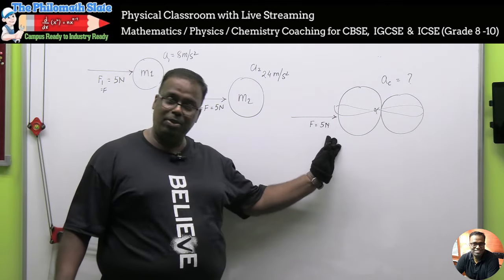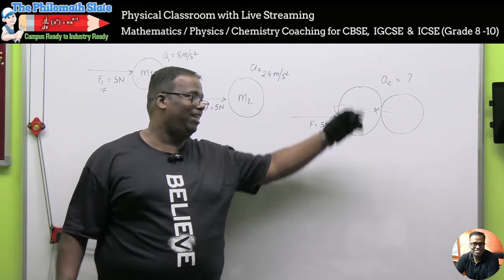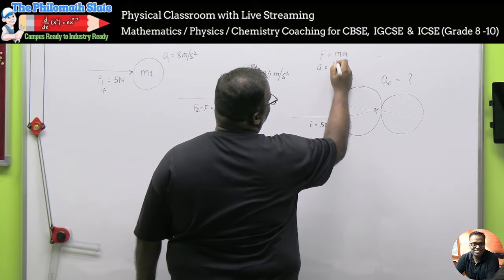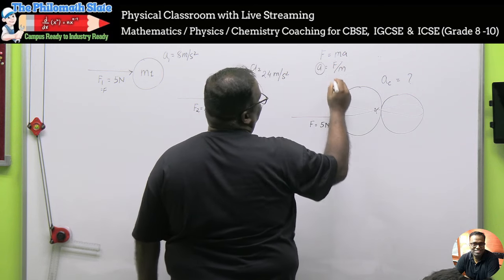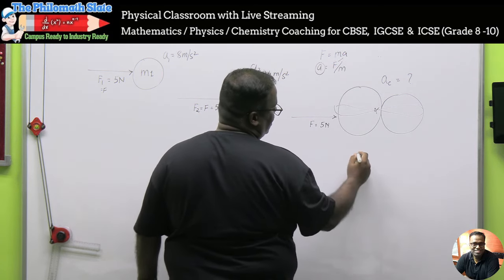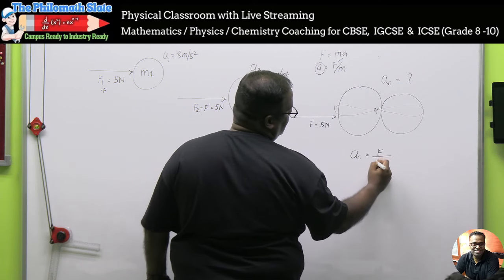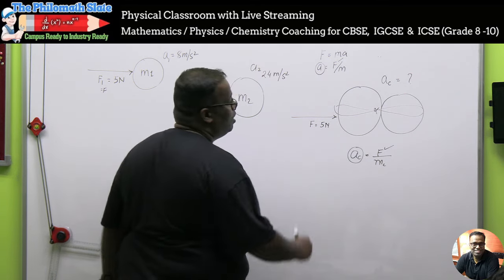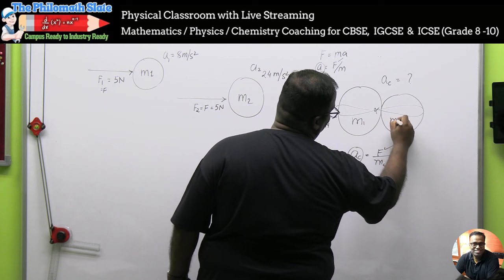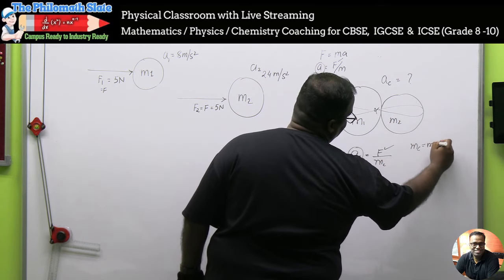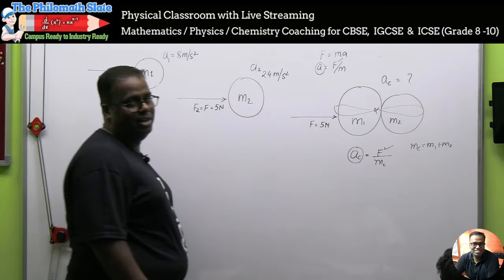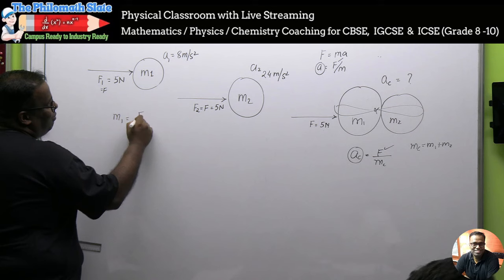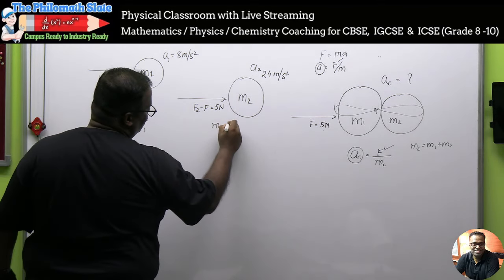So the force is 5 Newton, right? You have to find acceleration. So let us use the formula F equal to ma. So A is equal to F by M. In order to find A, you need F. You have got F. So A combined is equal to F by M combined. F you know, M combined you don't know. But what is M combined? M combined is M1 plus M2. But you again don't know M1 and M2. So again you apply this same thing here. M1 should be equal to F by A1 and M2 should be equal to F by A2.